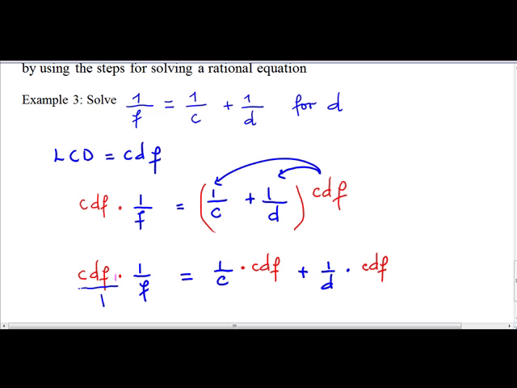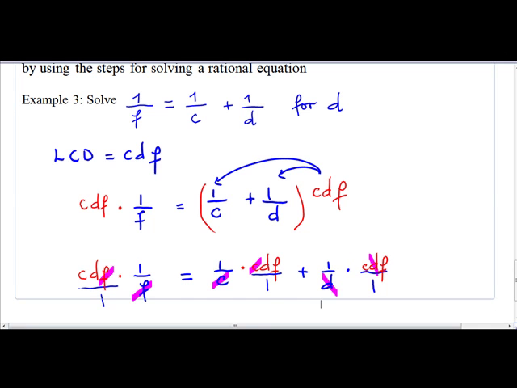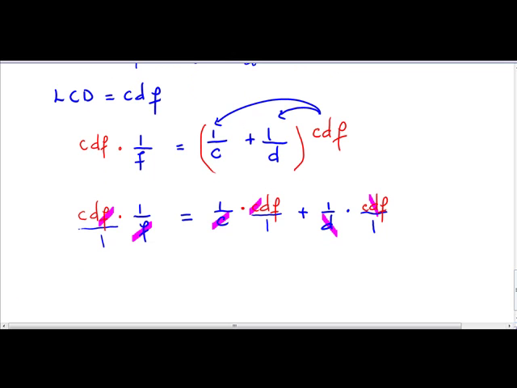So now to simplify, I can simplify the f because of the common factor f. Same thing over here. If you like, you can put it over 1 so you can see that you actually multiply 2 fractions and you can simplify. I cancel out the common factor of c. C got cancelled out. And same thing here, you can cancel out d. D is the common factor, so you cancel out. So now we're left with cd equal to df plus cf.